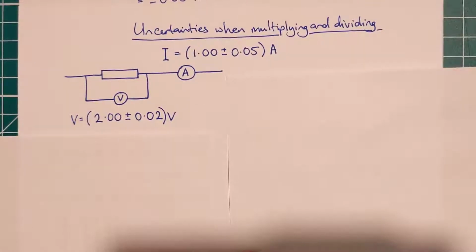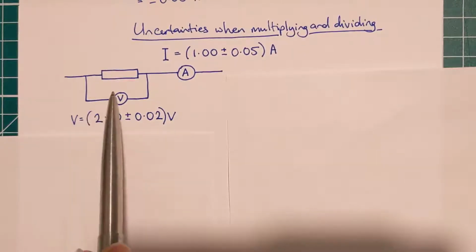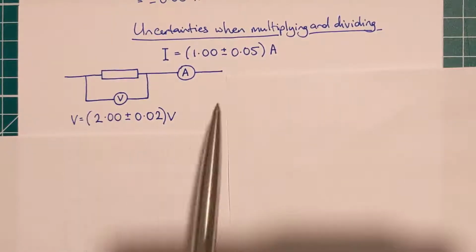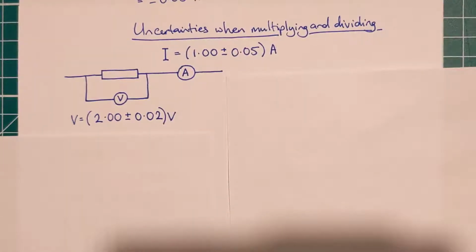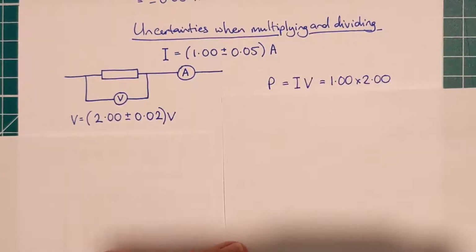Third up today is combining uncertainties when you're multiplying and dividing quantities. So here we've got a resistor and we've got the PD across it and the current through it. So we could calculate the power of the resistor, nice and easy, 2 watts. But what's the absolute uncertainty of that? 2 plus or minus how many watts?